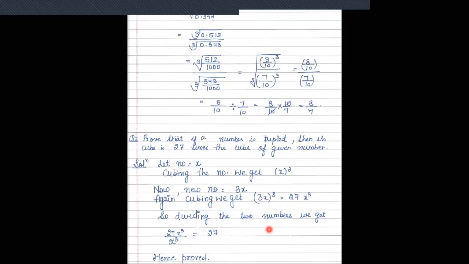So dividing the two numbers, x cube cancels with x cube. We are left with 27. So the new number's cube is 27 times the old number's cube. So I hope it is clear, children.